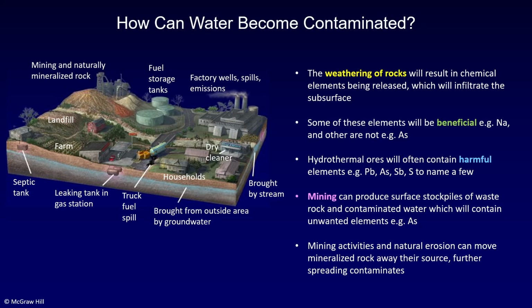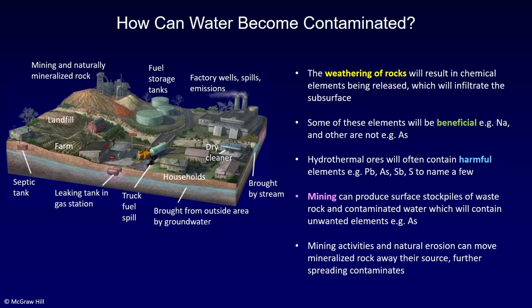In areas where you have rocks which are weathering and putting harmful elements into the water supply, you will often see elevated rates of things like cancer. This is a way of indicating that there are rocks which are weathering, breaking down and releasing harmful elements into the water system, even if you may not be able to see the rocks at the surface.